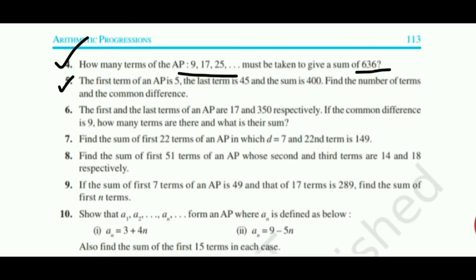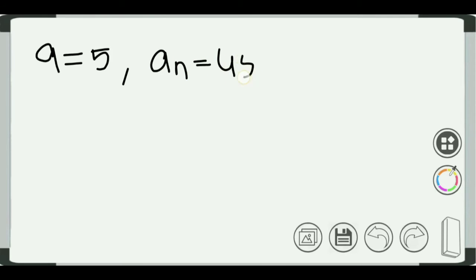Fifth one. The first term of an AP is 5, the last term is 45 and the sum is 400. Find the number of terms and the common difference. Easy one. They have given the first term of an AP is 5, so you can write a is equal to 5. The last term is 45, that means an is equal to 45. The sum is 400, that means Sn is equal to 400. That's the information given in the question.